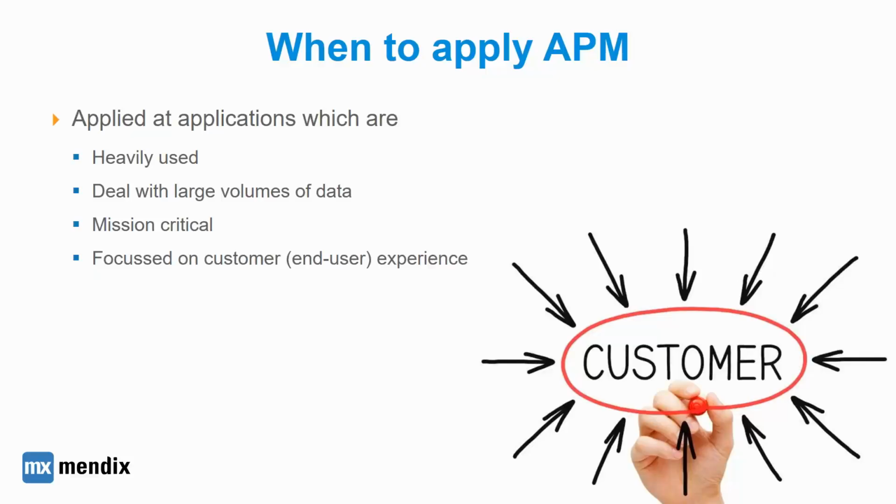Other applications are mission critical. With those applications you can't afford any downtime of them or stability problems. That's why you want to apply APM on them to keep that level of service as high as possible. Other applications are those which are focused on the end user experience. You want them to give a reply as fast as possible to keep that user experience as best as possible.